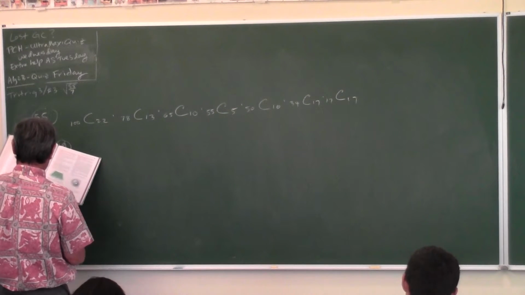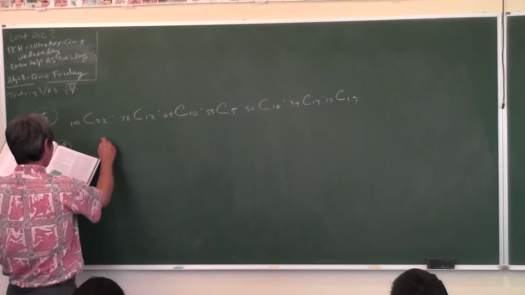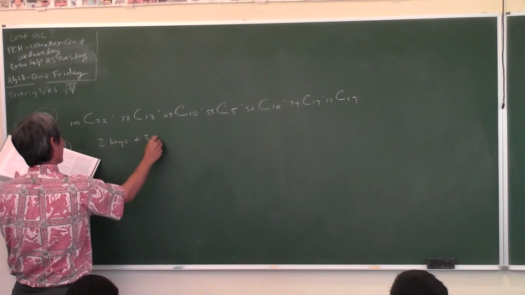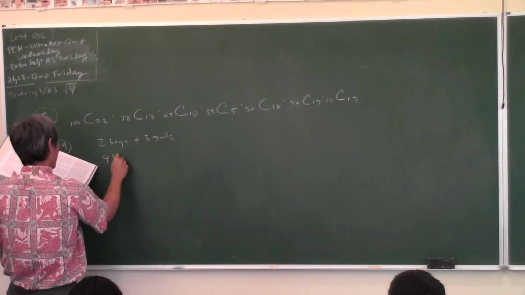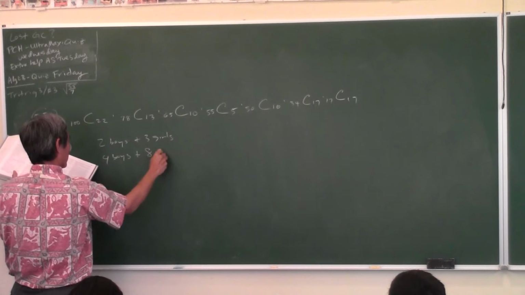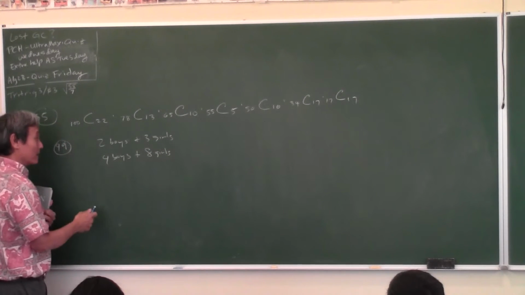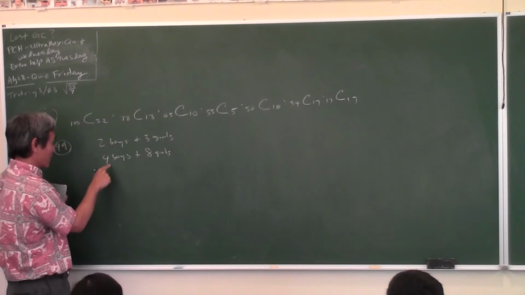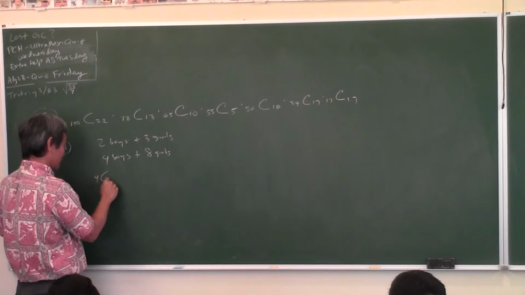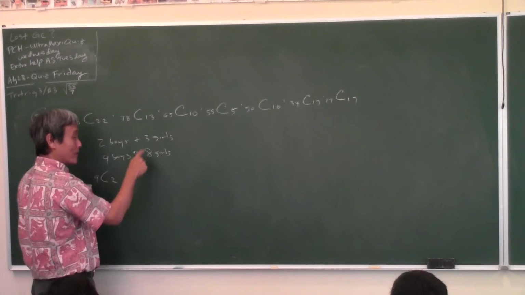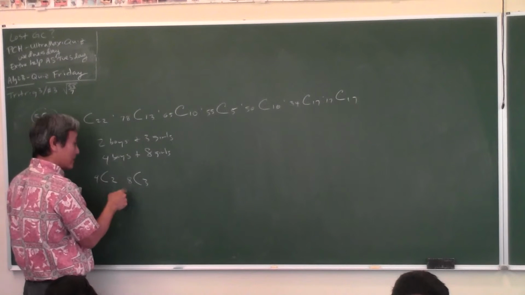Okay, 49. I'm going to make a dance committee, and it's going to consist of 2 boys and 3 girls. If the membership is to be chosen from 4 total boys and 8 total girls, how many committees can you make? The committee is going to have 2 boys and 3 girls. Out of the 4 boys, how many ways can you select 2 of them? 4C2. Out of the 8 girls, how many ways can you select 3 of them? 8C3.